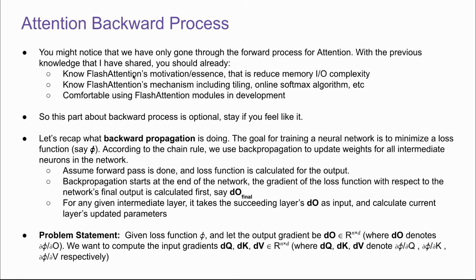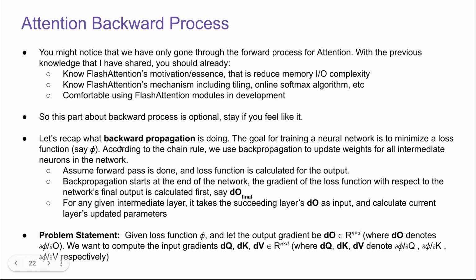Now we have gone through the forward attention process. We should already know FlashAttention's motivation, in the sense that it is reducing memory I/O complexity. We should also know FlashAttention's mechanism, including tiling and the online softmax algorithm. We should be comfortable using FlashAttention modules in development. Now this part about the backward process is optional. Stay if you feel like it.